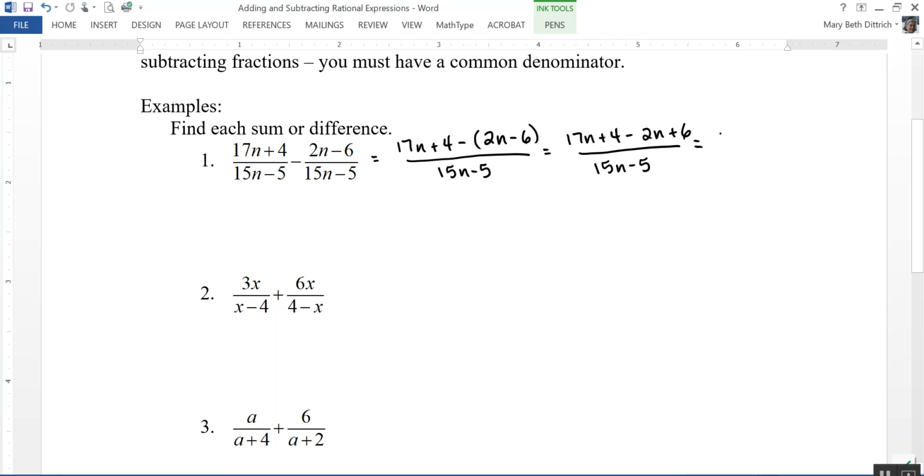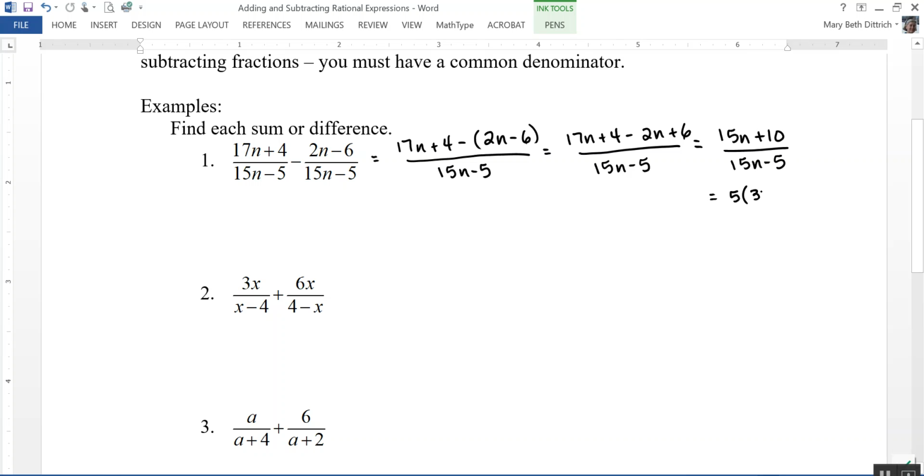And now I want to combine like terms on top. 15n plus 10 over 15n minus 5. And remember, as we spoke in previous videos, that you cannot cancel these 15n's because they are not factors of both the numerator and the denominator. But I'm thinking I might have a common factor because I'm seeing a lot of 5's in there. So let's go ahead and factor a 5 out of the numerator.